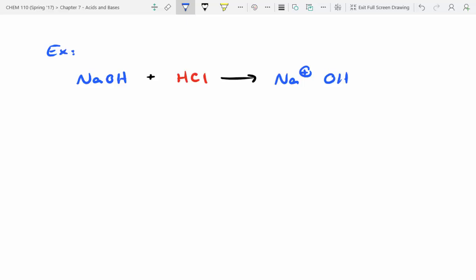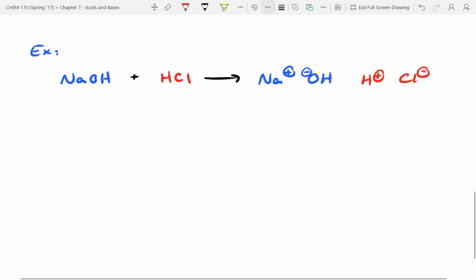Oh shoot, sorry, my pen's getting flaky. And what would happen with HCl if we show it breaking apart into ions? What do you guys think? It'd be H plus and Cl minus, right? Okay, so now we've got all these ions floating around in solution.